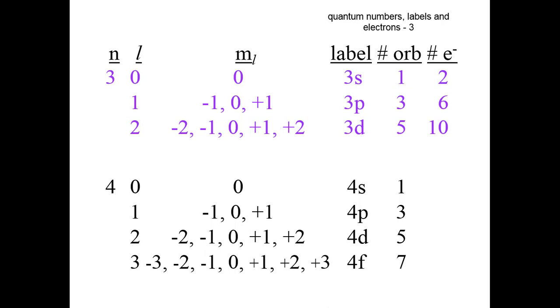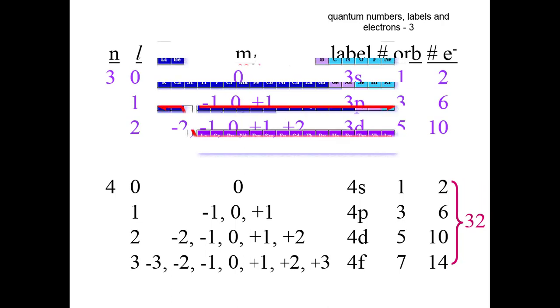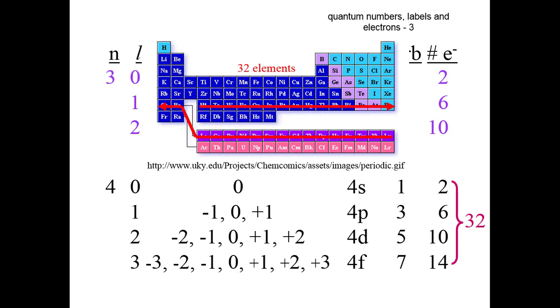Since each individual orbital can hold 2 electrons, we have 2, 6, 10, and 14 electrons. The total number of electrons with n equals 4 is 32. Returning one more time to the periodic table, we see that the 6th period has 32 elements. Again, the layout of the periodic table seems to be related to quantum numbers.